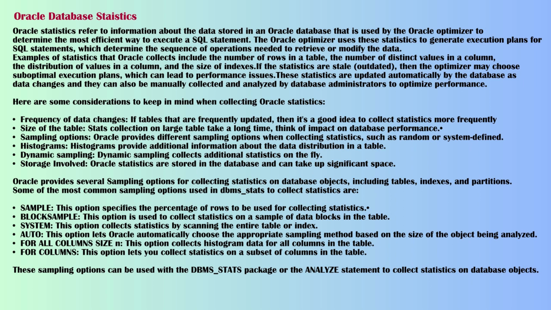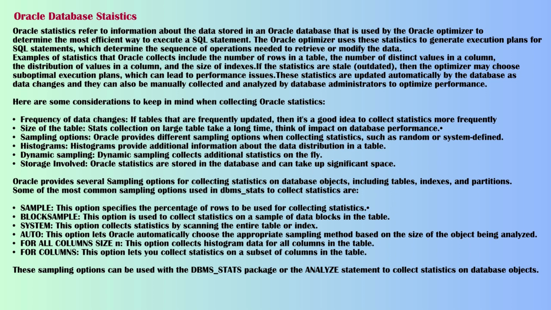System. This option collects statistics by scanning the entire table or index. This option is useful for small tables or indexes that can be processed quickly. Auto. This option lets Oracle automatically choose the appropriate sampling method based on the size of the object being analyzed. For all columns size n, this option collects histogram data for all columns in the table with a maximum of n distinct values. This option is useful for large tables with many columns.